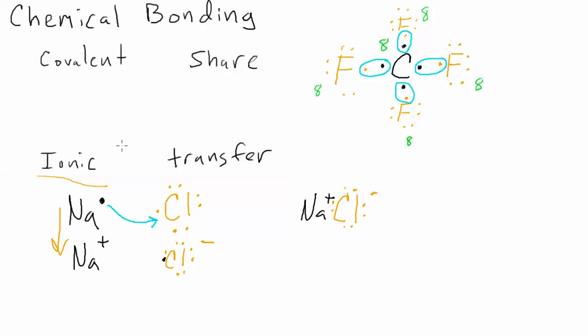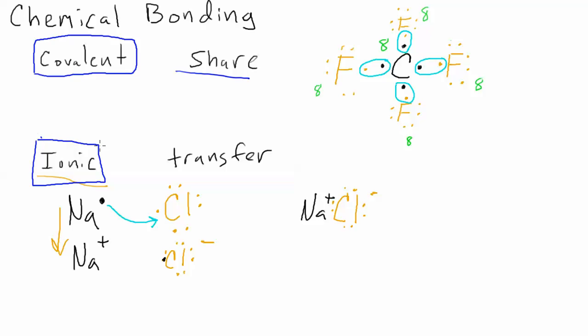So those are the two main types. You've got covalent chemical bonding, that's one main type, and remember that's when the atoms are sharing their valence electrons. And then you have ionic chemical bonding, and that's when the atoms transfer their valence electrons and become ions, and that makes them stick together. So that's what the two main types of chemical bonding are. That's how they work. Covalent is sharing, and ionic is transfer, and then they turn into ions.